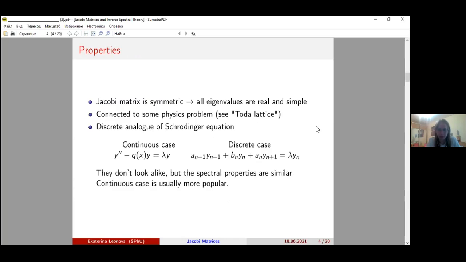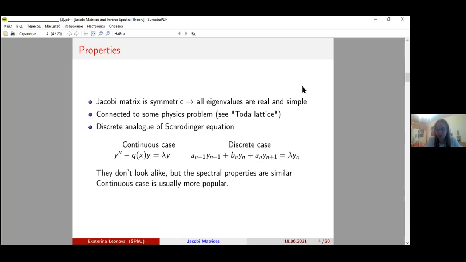What are the main properties of these matrices? Why do we choose them? Well, first of all, a Jacobi matrix is symmetric, so all eigenvalues are real and simple. So the question about the size of Jordan cells is already solved, because all eigenvalues are simple, no problems with that.